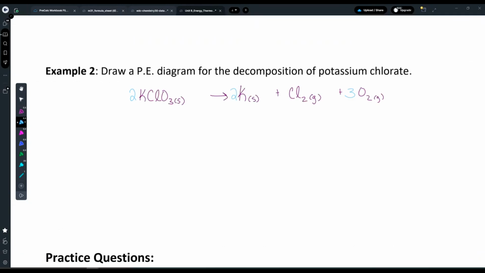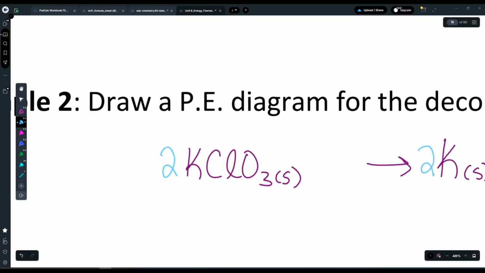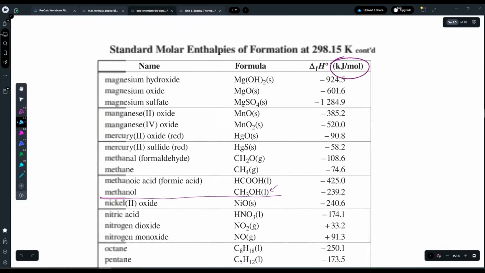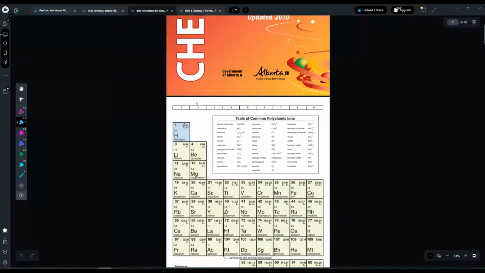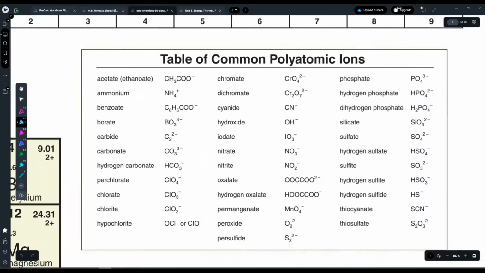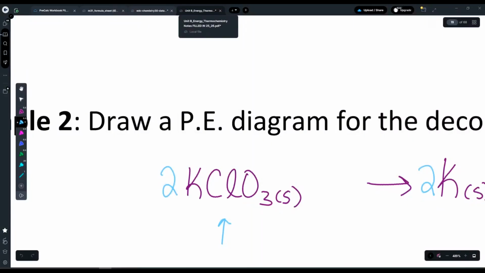Okay, so here for my balanced chemical equation, I've started off with potassium chlorate. How I know what chlorate is: if you go to your periodic table, if anything ends in -ate or -ite, it's going to be a polyatomic ion. So chlorate can be found right here. That's a ClO3 with a 1- charge. So that's how I'm getting the chemical formula for this.